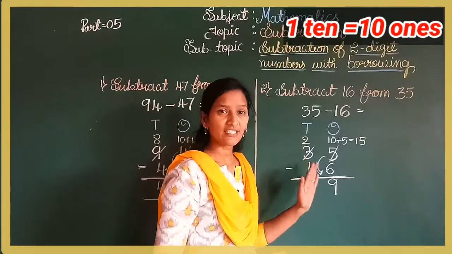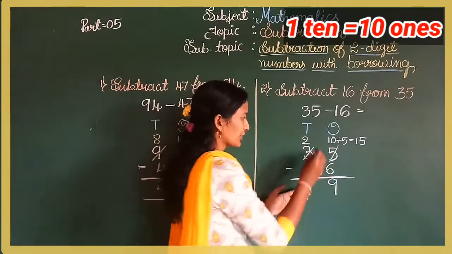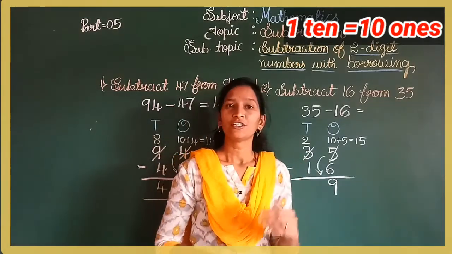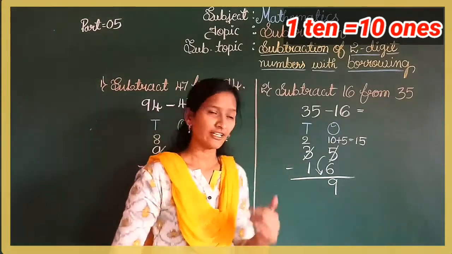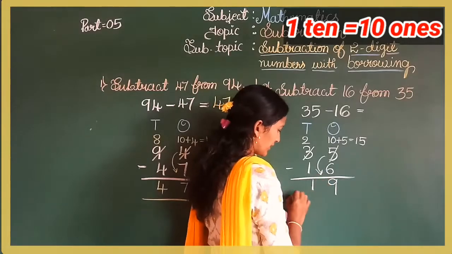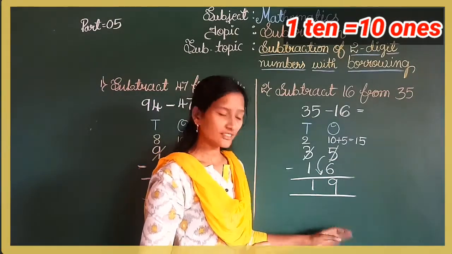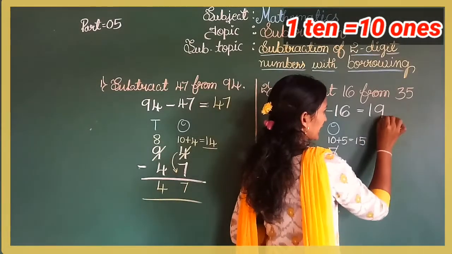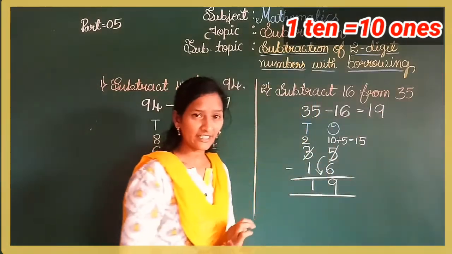Come to the next place, that is tens, right? So here is 2 minus 1. What is 2 minus 1? 2 minus 1 is 1. So write here 1. So what is the difference? Here 19 is the difference. So write here 19. Is it clear?